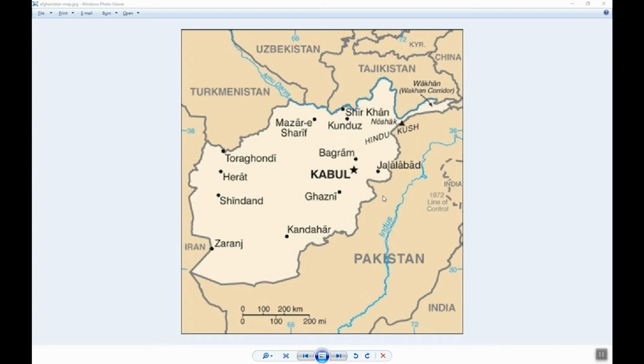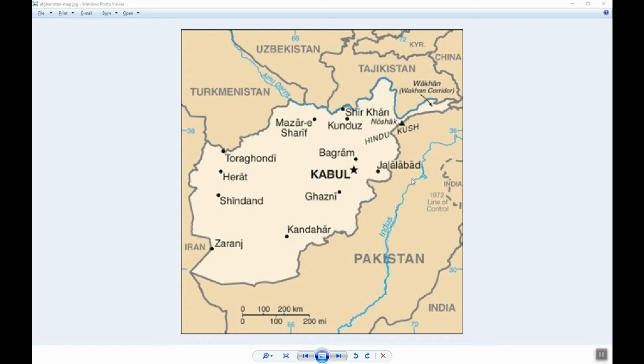Its longest land border, the Durand Line, is with Pakistan here, right along here, and it's got borders with Tajikistan here, Turkmenistan, Uzbekistan, China, and India recognizes a border with Afghanistan through Kashmir, which is administered by Pakistan.